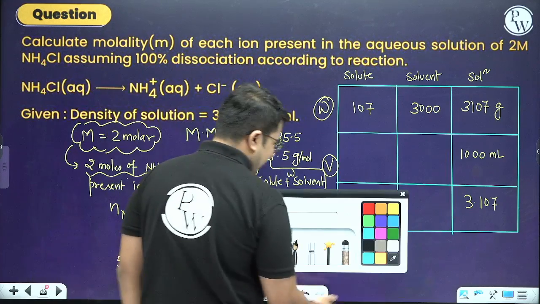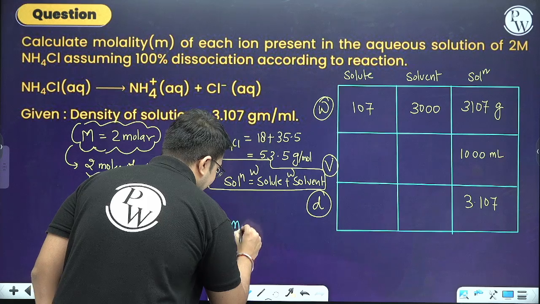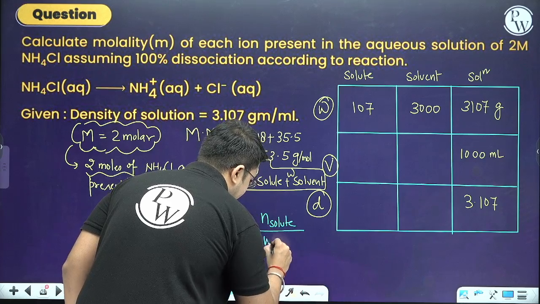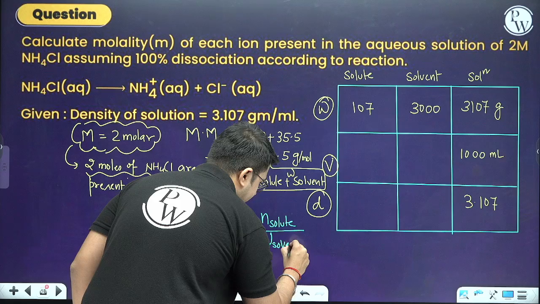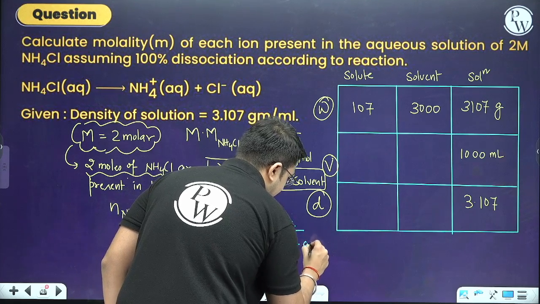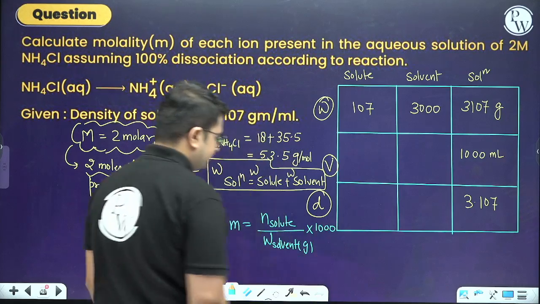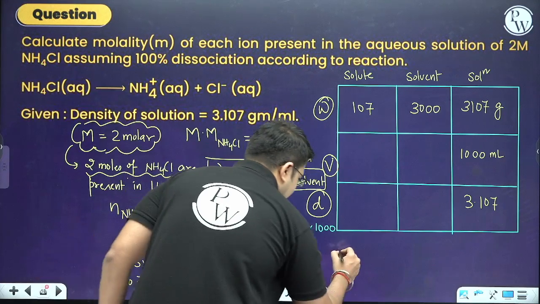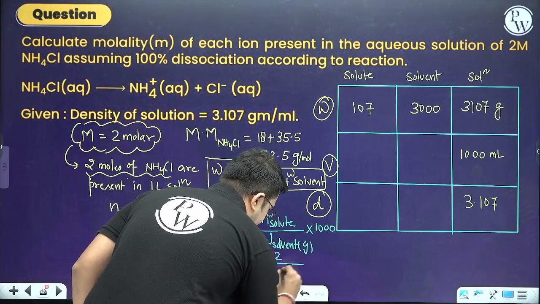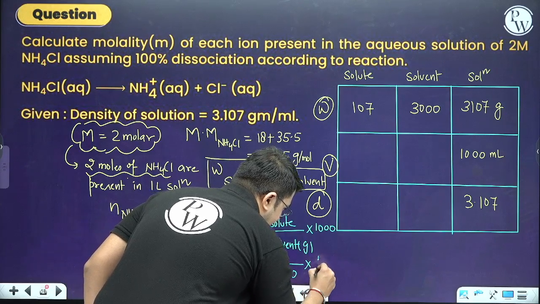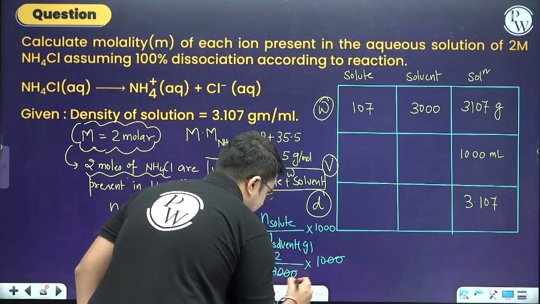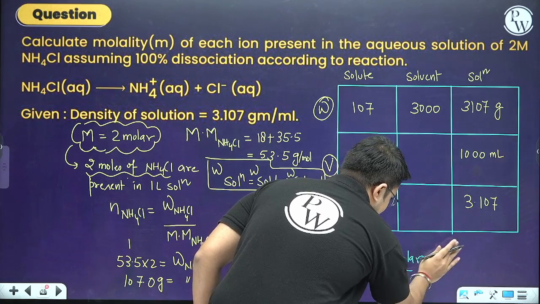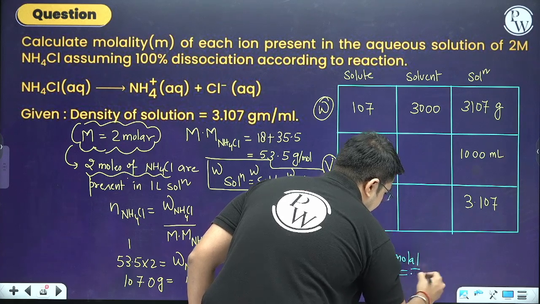Now we can say that molality will be equal to number of moles of solute divided by the W of solvent in grams multiplied by 1000. 2 moles of solute are present. So I can put the value here, which is 2 divided by 3000 multiplied by 1000. These cancel out. We have the value 2 by 3 molal. That will be the final answer.